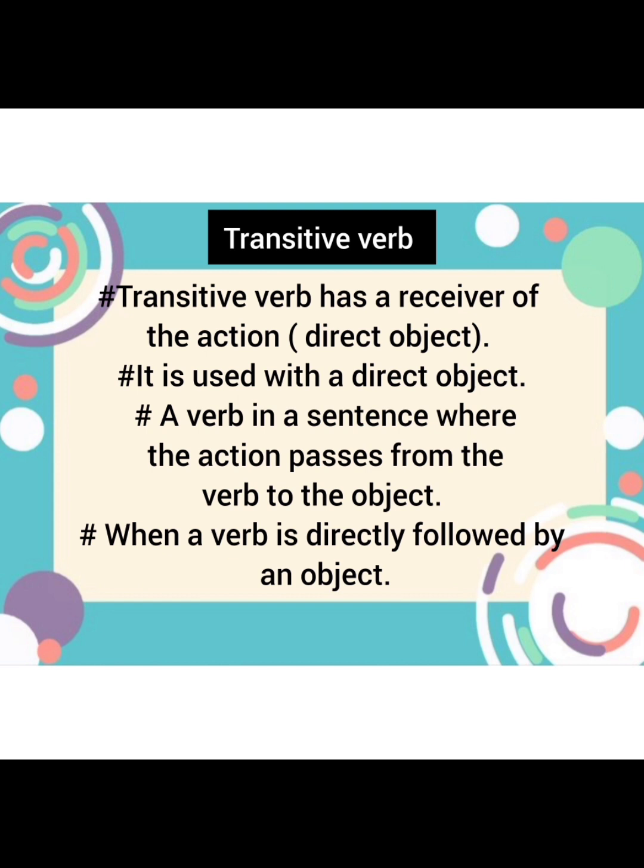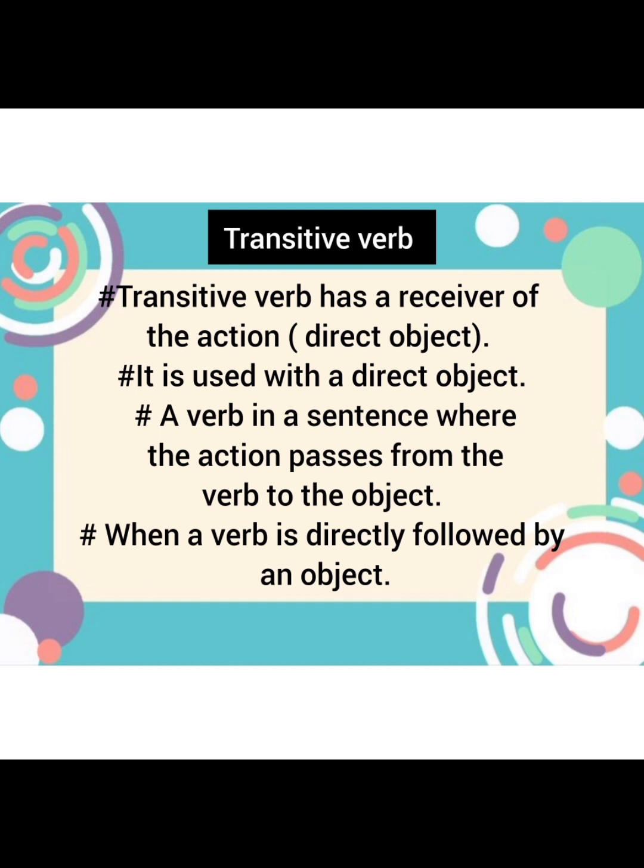It means whenever we write a sentence, soon after the verb, we will have a direct object. It is used with an object. Again, if you write down a sentence, after the verb you will definitely use a direct object. A verb in a sentence where the action passes from the verb to the object. If you have written a sentence where your action is passed from the verb to the object, it is known as a transitive verb.